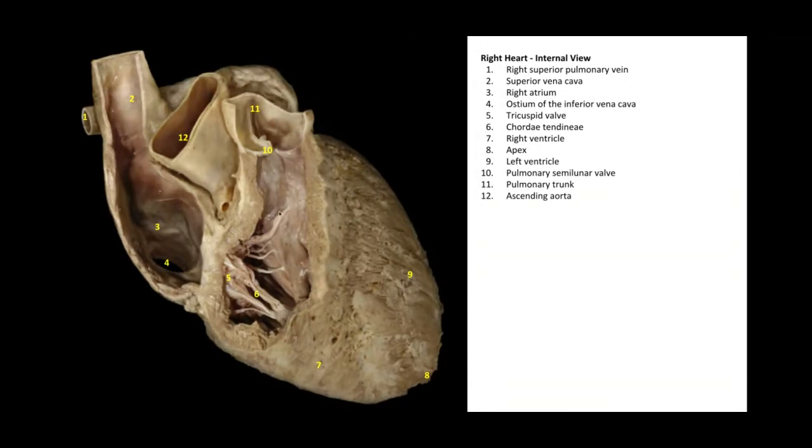You have the opening of pulmonary trunk from the right side, which is number 11, which is supported and protected by number 10, which is the pulmonary semilunar valve. Number 9 here is the left ventricle, and number 8 is the apex of our heart.